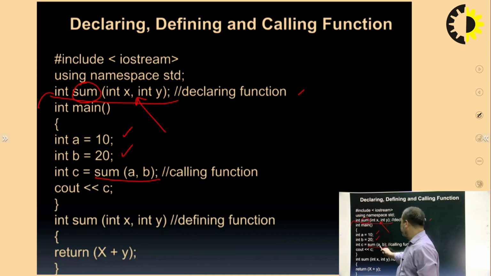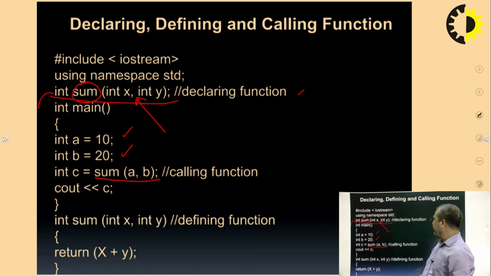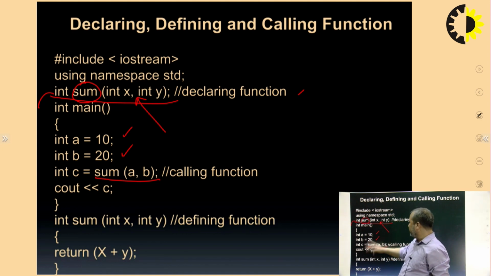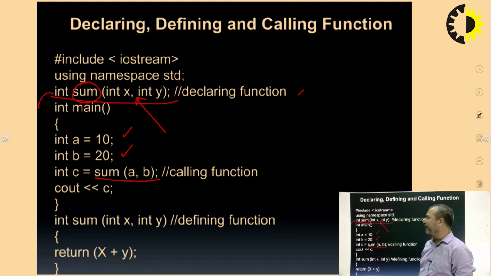This function's definition is written outside of the function, outside of main. A function cannot be defined inside another function. In C, a function has to be defined outside of main, outside of where it is called. So this is the calling function.